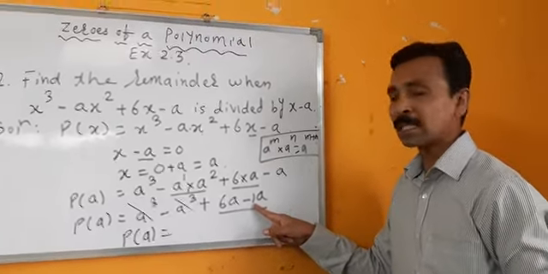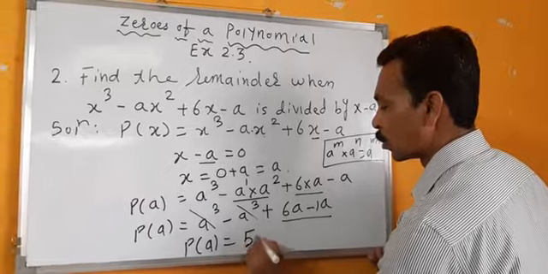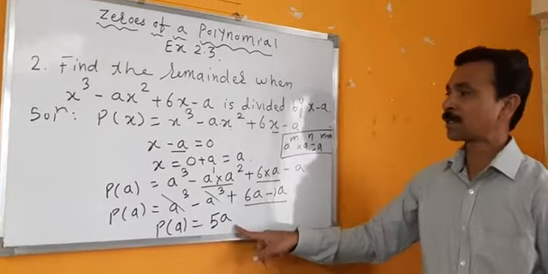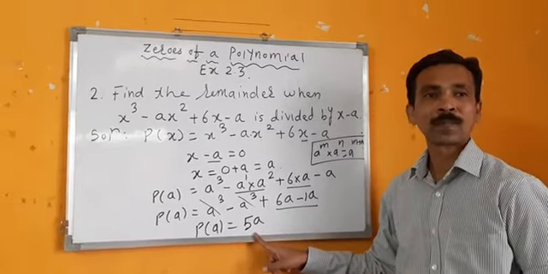So the constant term will be 1. 6a minus 1a is equal to 5a. So as per the question, what is the remainder? 5a.